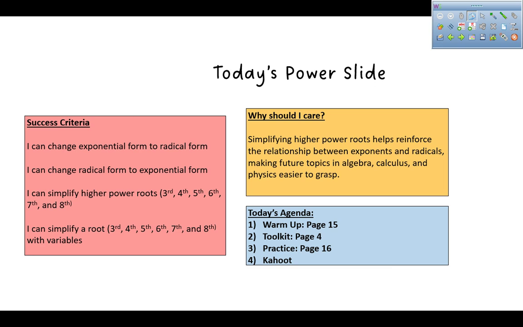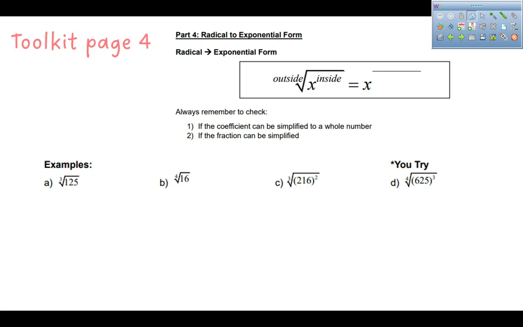So we are going to be in your toolkits and workbooks today, and we're going to work from going from radical to exponential. This is in your toolkit. It's on page 4. You could probably fill in this top box on your own right now, okay? It's not any different than the box filled in on the page before. I just reversed the order.